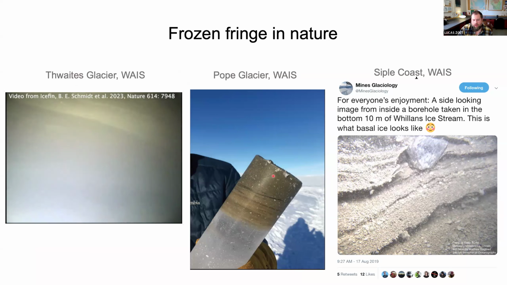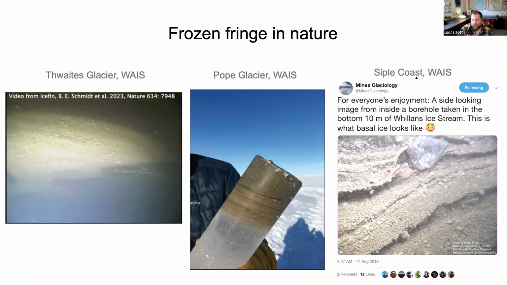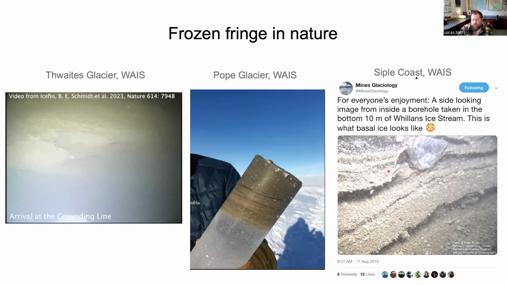This is a core from Pope Glacier next to Thwaites that's got it. This is Willens with a side-looking camera that was dropped on a borehole they drilled. In almost all instances, there's basal debris in the ice, right? It's pretty ubiquitous. So the omission of it could be problematic if it turns out to be important for its contributions to the drag.